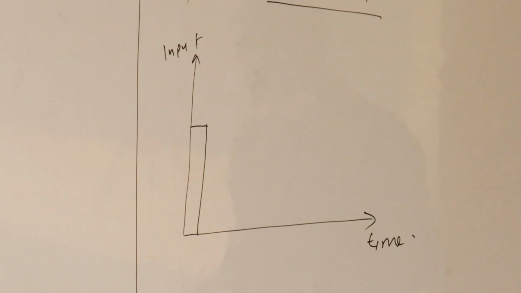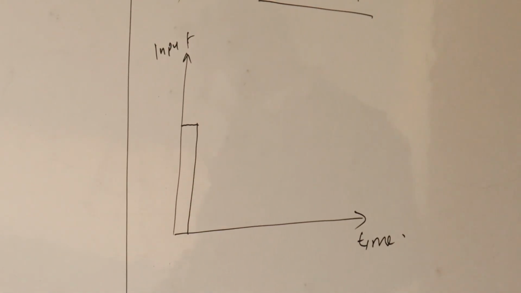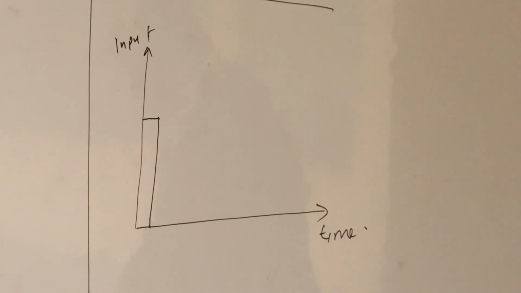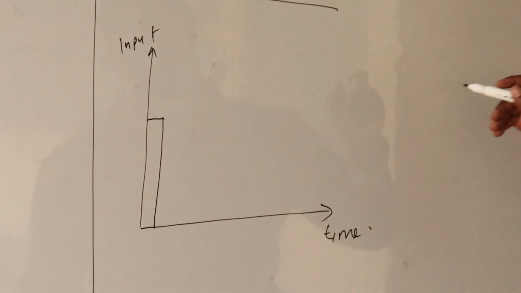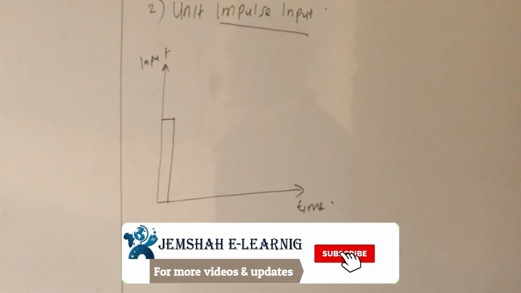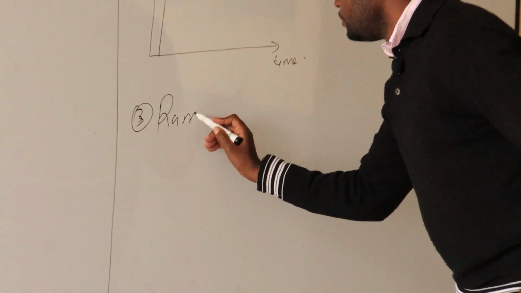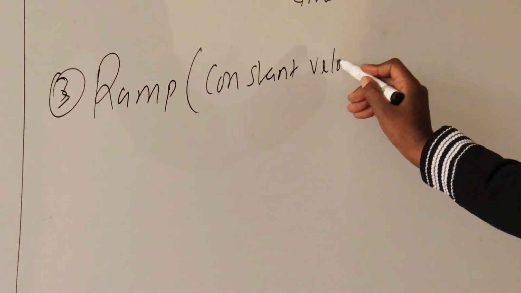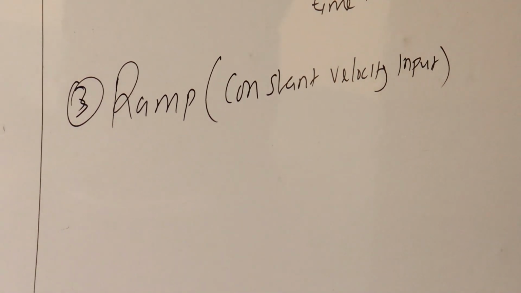So again, that is what we can talk about as far as the unit impulse input is concerned. The third input that we can talk about is what we refer to as the ramp input. The ramp input at times is also referred to as the constant velocity input. So the third one that we can talk about here is the ramp, in bracket, constant velocity inputs.